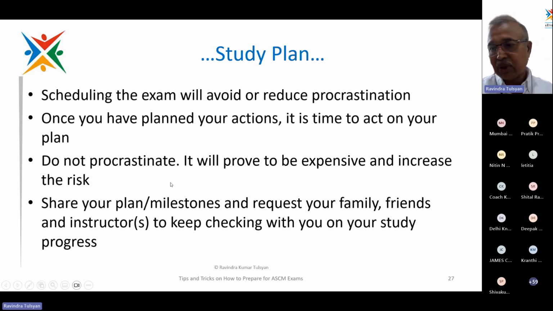Also, don't start rushing towards the end, when the exam is going to expire, when the learning system is going to expire, and then you start opening the books and start preparing. That is not going to give you success. So don't do that. And the best thing is, share your plans and milestones with your family, friends, and instructors, and ask them to keep checking with you. That will create pressure on you to study. So you can do that.